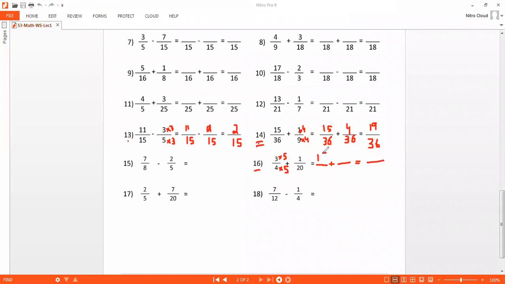15 over 20 plus 1 over 20, right? Now you can add them, Rena, because we have the same denominator, which is 20. Now 15 plus 1 is 16. 16 over 20. Thank you, Rena.